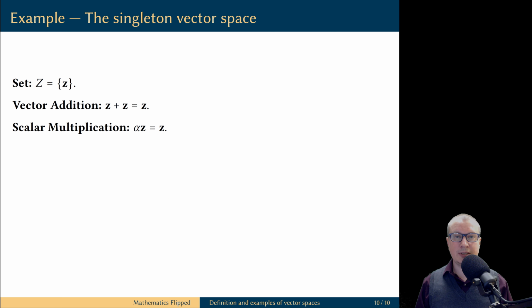For the last simple example, we will consider the so-called singleton vector space. The underlying set contains only one single element, which we call z. Then we define the operation of vector addition. Well, there is not much choice in this case. There is only one vector, so z plus z, what could it possibly be? It has to be back in your set, so you set it equal to z. Also, if you scalar multiply any vector, there is only one element z. Any scalar multiple is just the element itself, because you do not have any other choice.